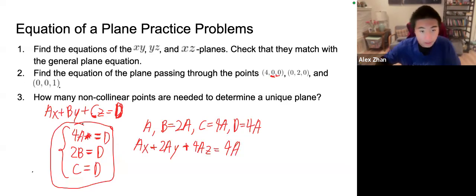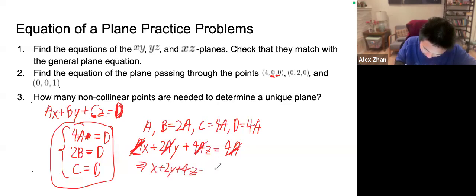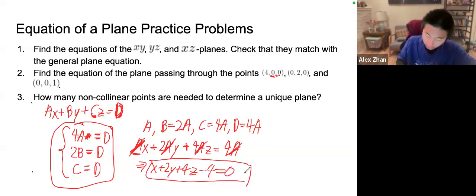And you see you can actually simplify it. Someone else answered. Yeah, that is correct. You can simplify it because a divides everything, so cancel out a. Then you get x plus 2y plus 4z minus 4 equals 0. And this basically gets you the equation of the plane which passes through these points, and you can verify that this works.